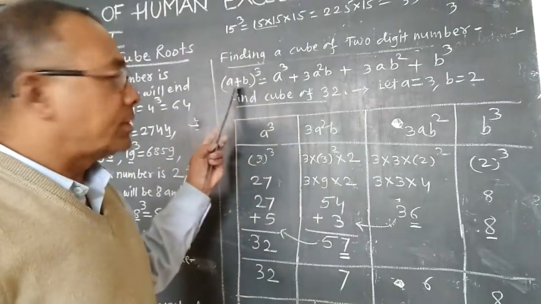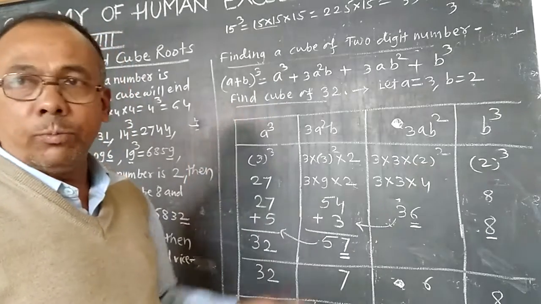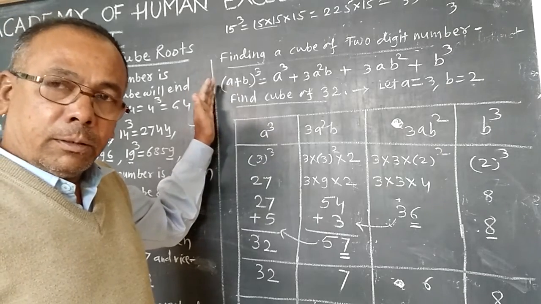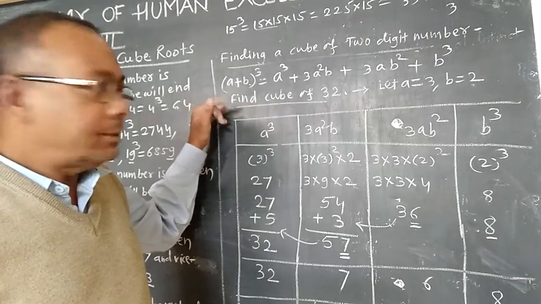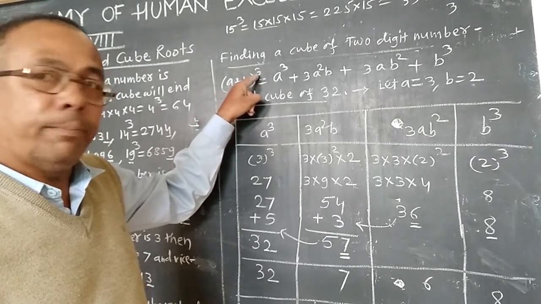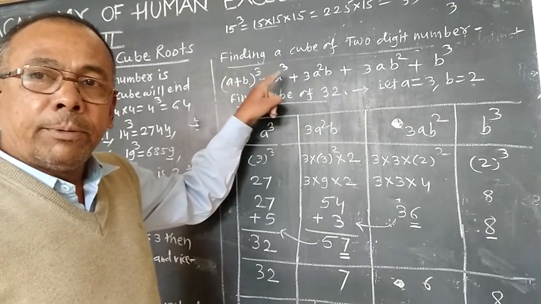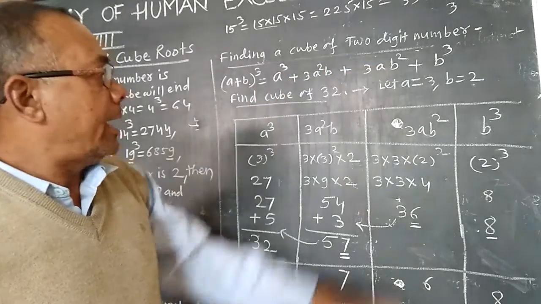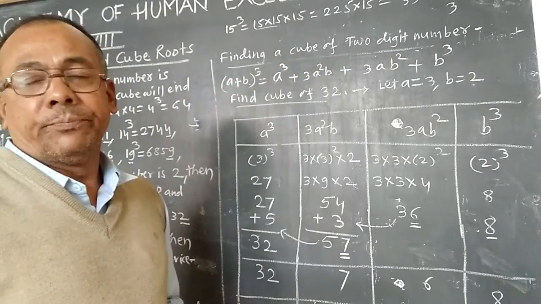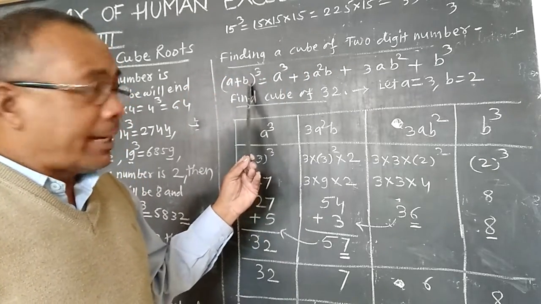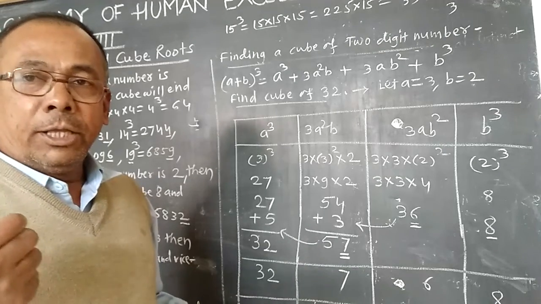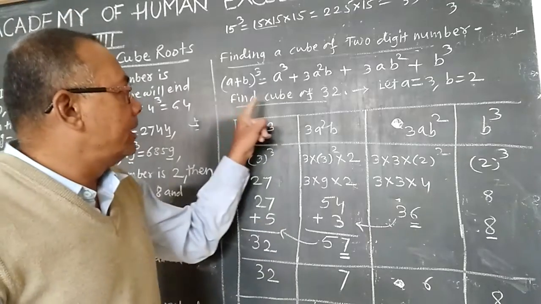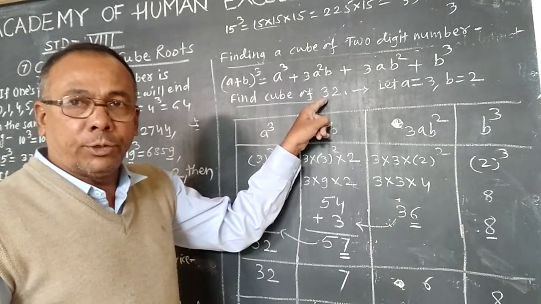Now we will see the second method of finding a cube of any number, that is, we have to apply the identity: a plus b bracket cube is equal to a cube plus 3a square b plus 3ab square plus b cube. By applying this identity we can find the cube of any 2-digit number. For example, here find the cube of 32.